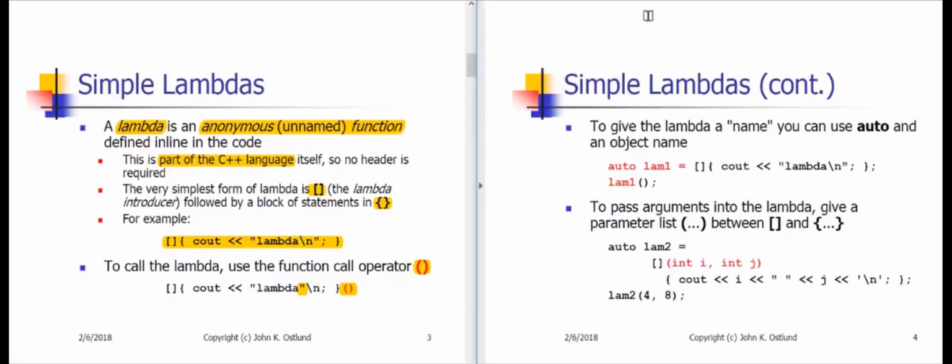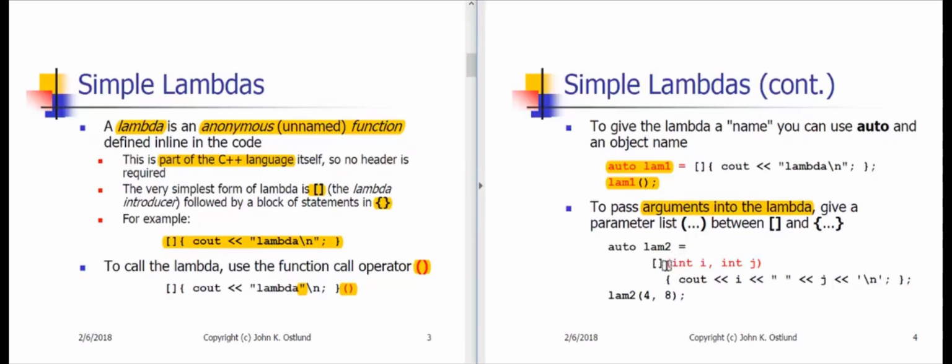Most of the time you do want to have a name that you can use for the lambda, and this is easy to do by using our good buddy auto. You say auto and give the name that you would like to use for the lambda, and that name is then initialized to the lambda definition. And then later when you want to call the lambda, you simply give that lambda name again with the function call operator.